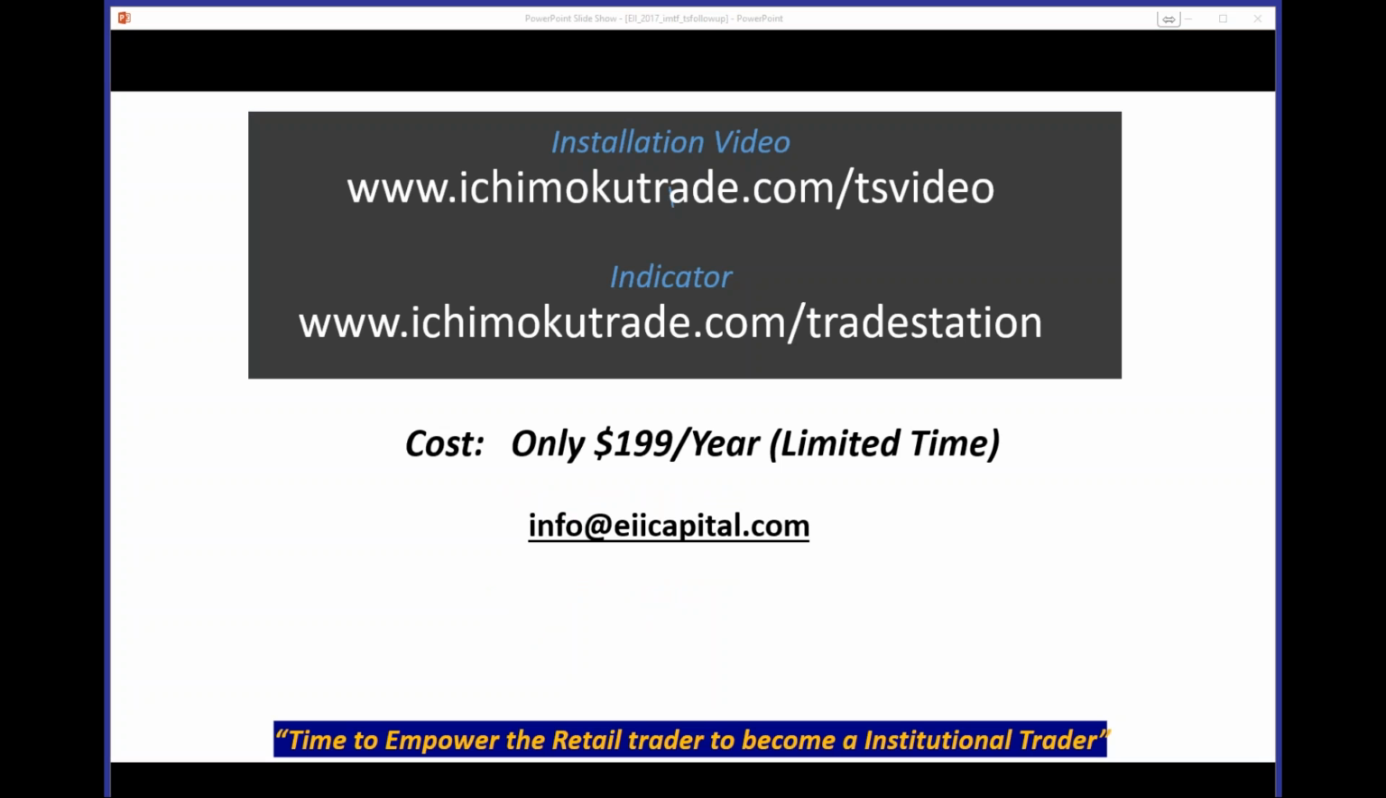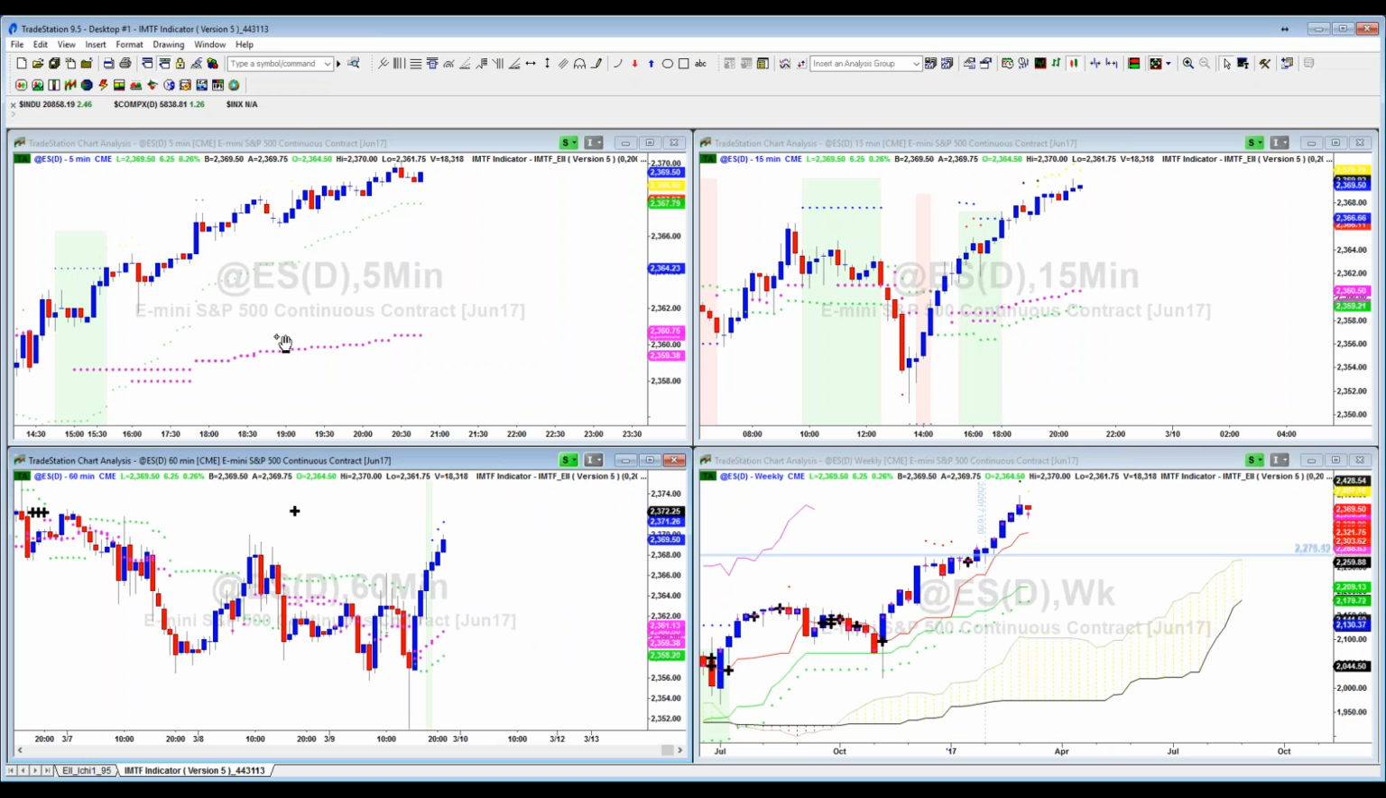I'm going to take you to Tradestation. So here's Tradestation here. Okay, now if you look below, it says IMTF Indicator version 5. This is a workspace that will automatically be downloaded for you. In this workspace I've already given you 4 different time frames. Actually this is supposed to be 240, 240s. Let me change that real fast.